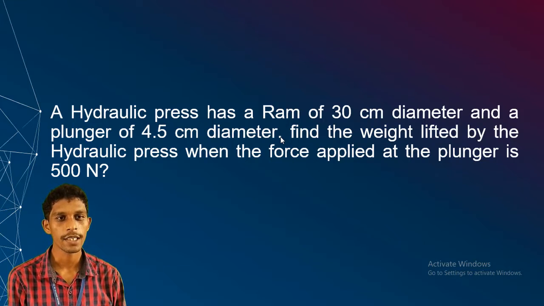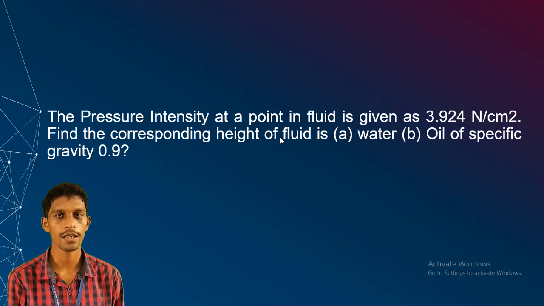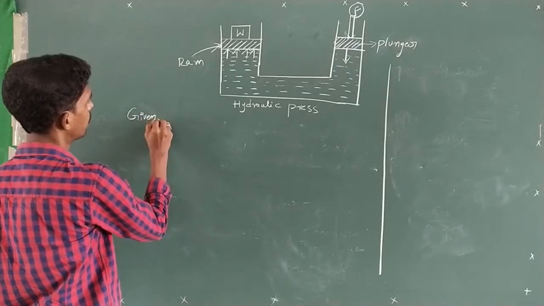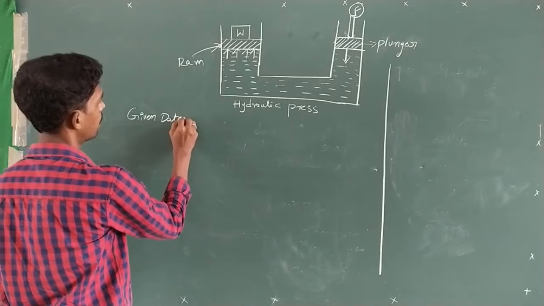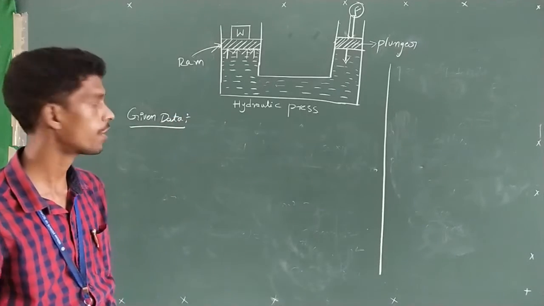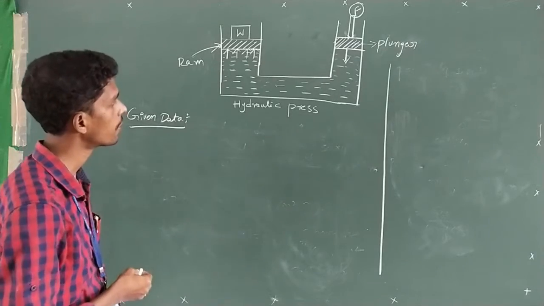A hydraulic press has a ram of 30 cm diameter and a plunger of 4.5 cm diameter. Find the weight lifted by the hydraulic press when the force applied at the plunger is 500 newtons. So what about the given data in the first problem?